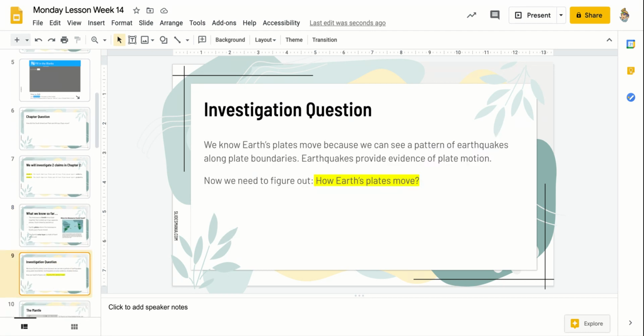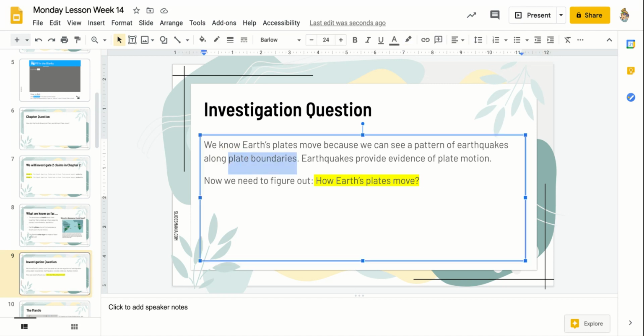So for today, we're going to be looking at how Earth's plates moved. So we know that Earth's plates move because we can see this pattern of earthquakes. So we've seen the pattern of earthquakes along these plate boundaries. So we've been studying this pattern between and connection of earthquakes to plate boundaries. So our two key terms here. And we know that earthquakes provide this evidence of plate motion, because plate motion is what does cause earthquakes. So now we're figuring out how do these plates move.